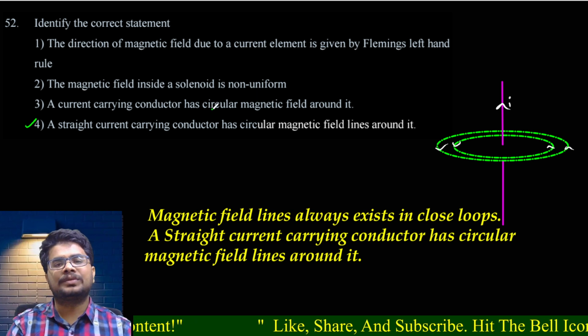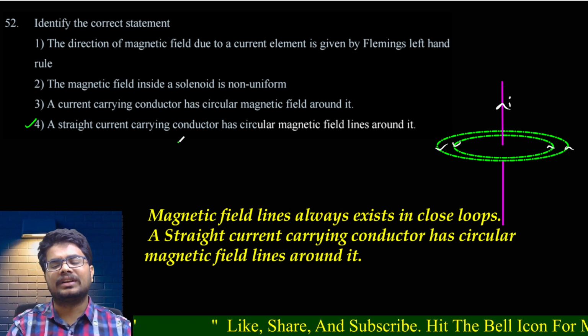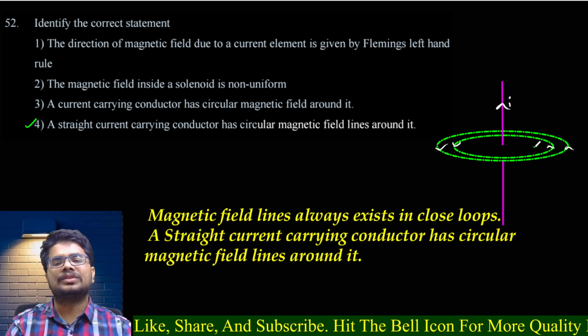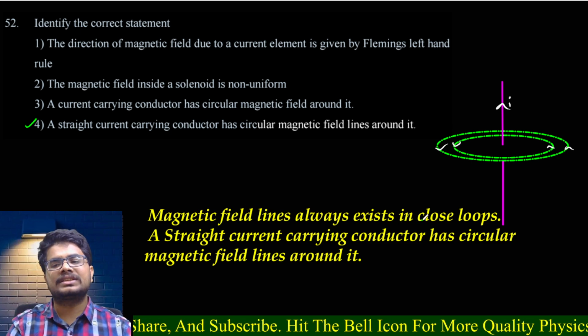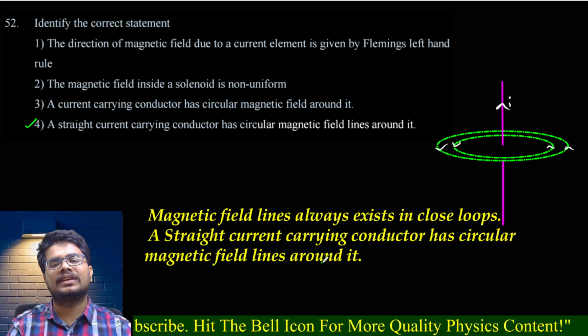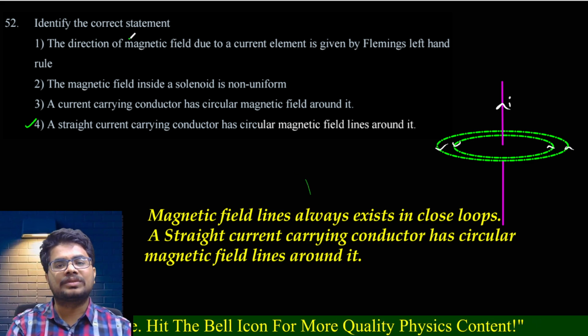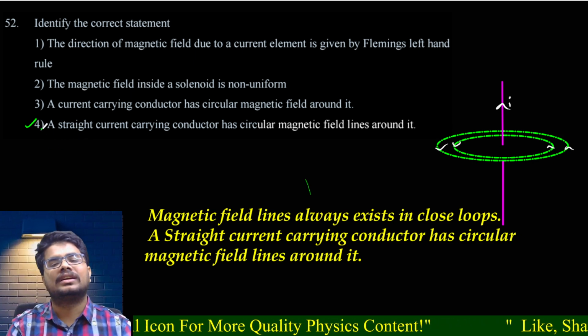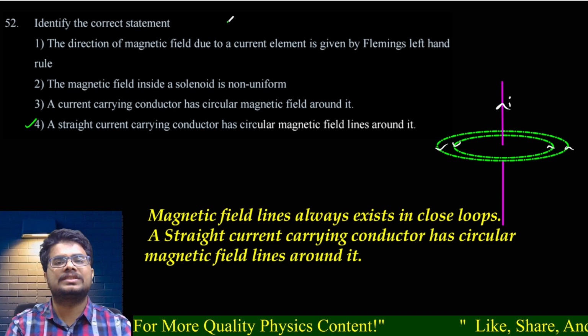If we go to the 52nd question, this is also NCERT only. For a current carrying wire, magnetic field lines will form what? Closed loops. So magnetic field lines always exist in closed loops. A straight current carrying conductor has circular magnetic field lines around it. Choose the correct statement. Read the remaining statements, those are incorrect. So option 4 is correct for this question.